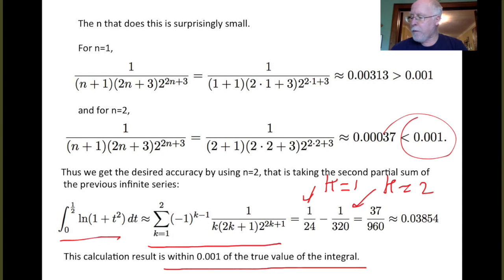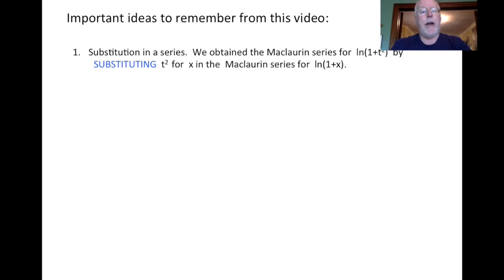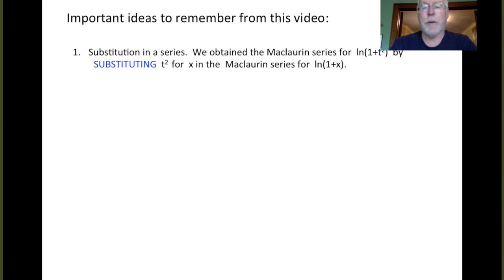There are a few important things to rehash here. One of the things we did to start with was substituting in a given Maclaurin series. We had the Maclaurin series of 1 plus x. We took that one off of page 620. It was very easy then to get the series for log of 1 plus t squared by replacing x by t squared. This substitution is one of the most powerful techniques for generating new series from old ones.